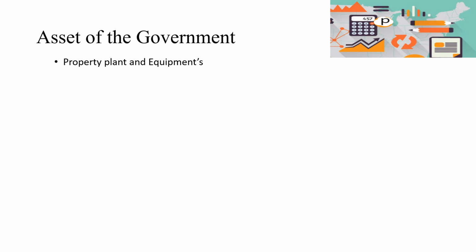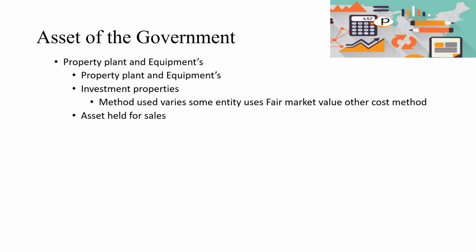So, si property, plant, and equipment, meron siyang tatlo. Ganoon din si government. We have the property, plant, and equipment if the government use this for the government operation or day-to-day activity. Investment property, kapag ang ginagamit ni government ay para kumita lang for rent, hinahayaan lang nila for accretion of wealth, nalagay siya as investment property. Pero ang ginagamit kasi walang specific. Yung ibang entity gagamit ng fair value method, yung iba naman cost method.